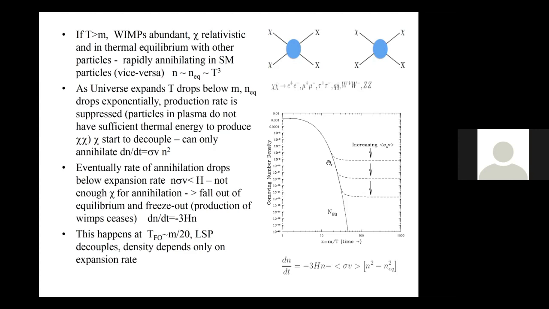So basically, at this point, the production of WIMPs ceased, and their number density, given here by n, is only driven by the expansion rate of the universe, H. Now, when this freeze-out occurs depends on the strength of the interaction between dark matter and standard model particles. The stronger they interact, the later they decouple, and the smaller the number that is left over. The temperature where this freeze-out actually happens is about the mass of the dark matter over 20. And the equation that governs the evolution of the number density is given here.